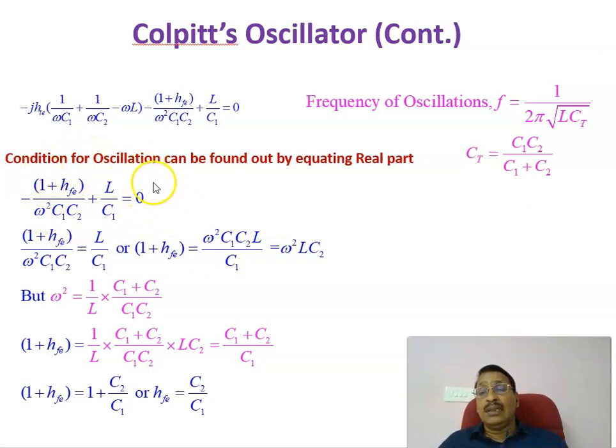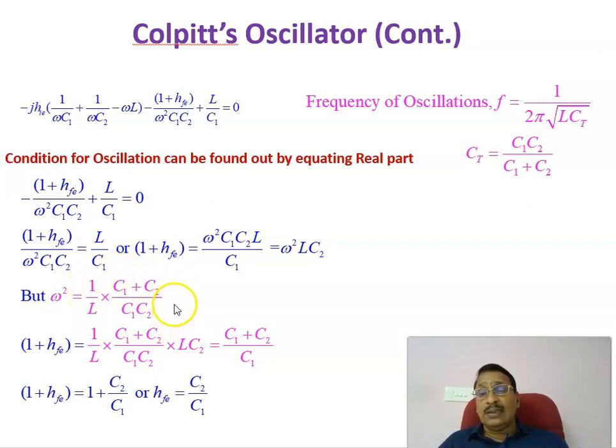This is the real part that is made equal to 0. Or 1 plus HFE divided by omega square C1 C2 equals L by C1, or 1 plus HFE equals omega square C1 C2 L divided by C1. C1 gets cancelled, so it is omega square L into C2. Therefore the equation is 1 plus HFE equals omega square L into C2, where omega square is given by, as already derived, 1 by L into (C1 plus C2) divided by C1 C2.